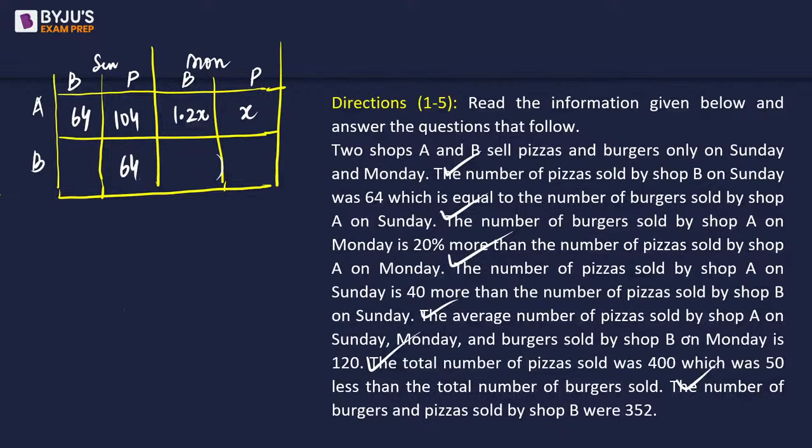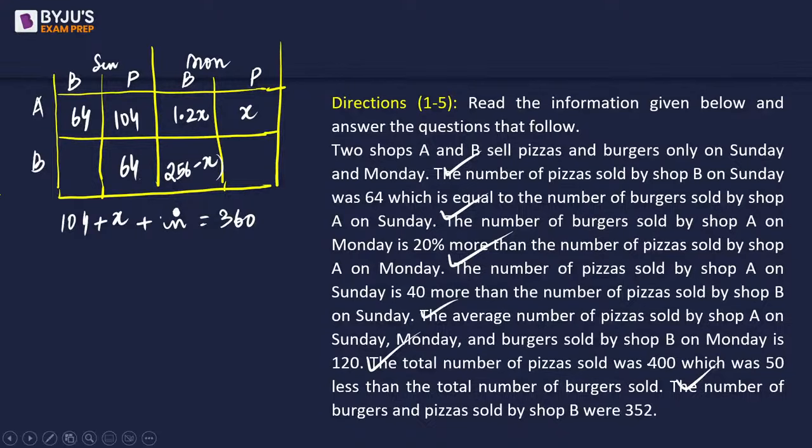Okay, the next, the average number of pizzas sold by shop A on Sunday and Monday, that is 104 and X, and burgers sold by shop B on Monday is 120 is the average, so that is 360. So we will have this value, Monday, burger, shop B. This is going to be 360 minus 104, which is 256 minus X. So this is 256 minus X.